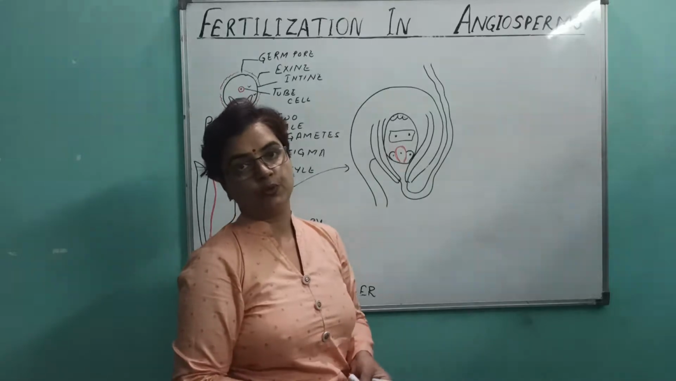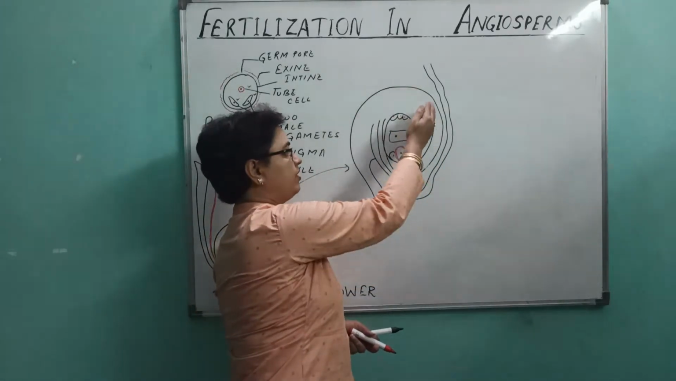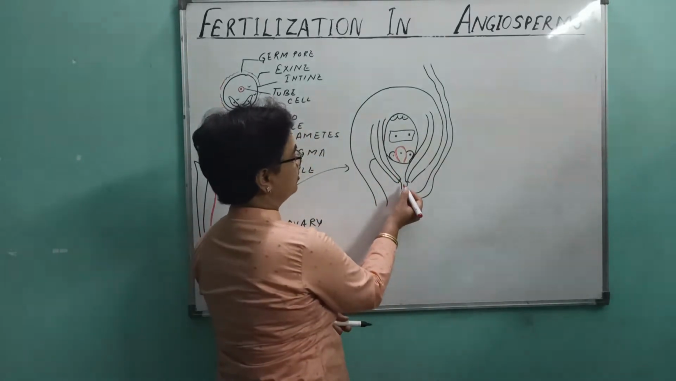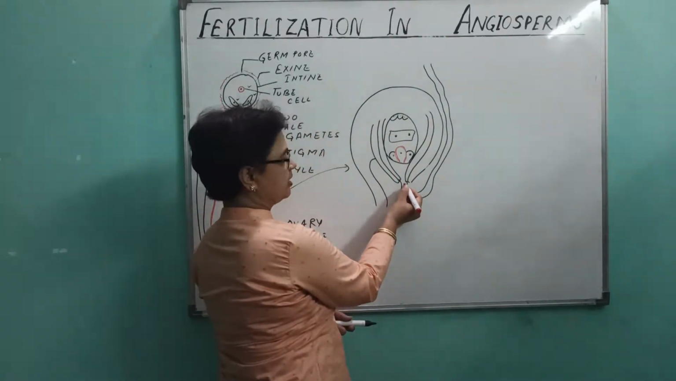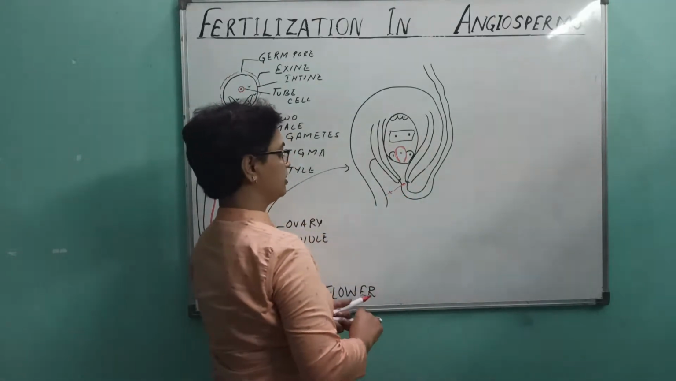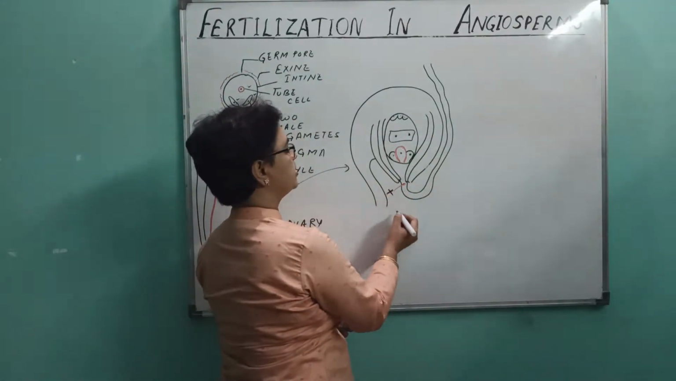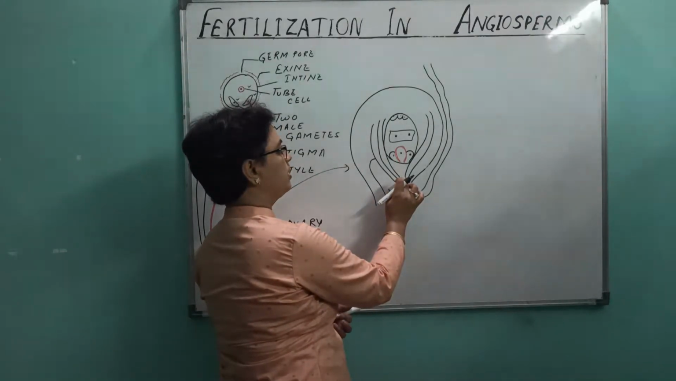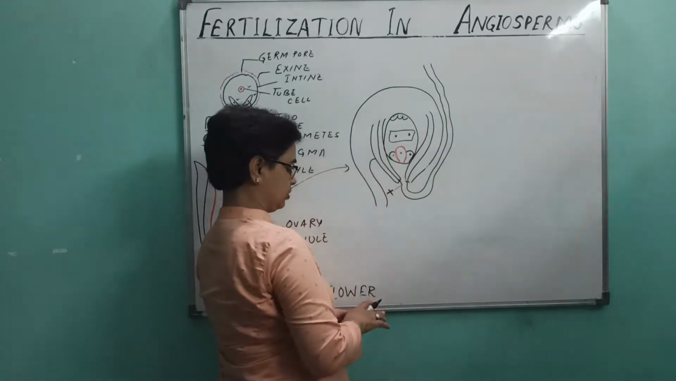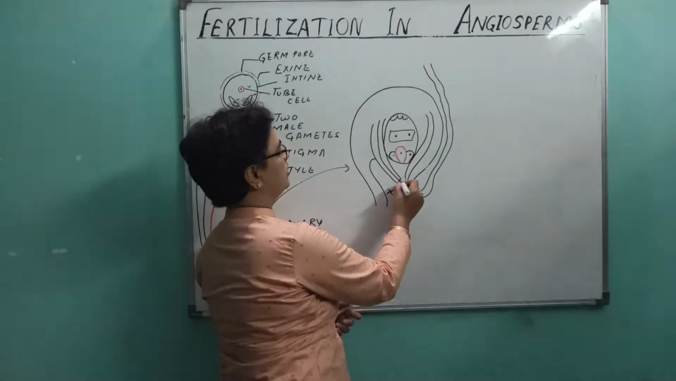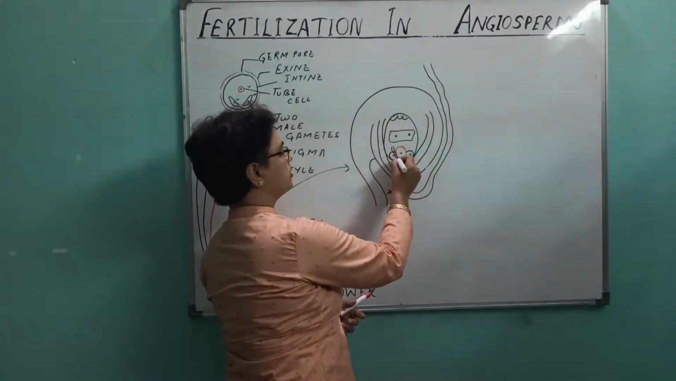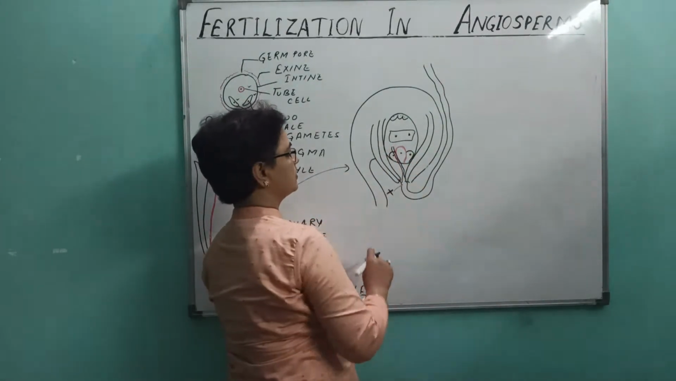The main function of the tube nucleus is to give the correct direction to the male gametes. So when the pollen tube nucleus reaches the top, it will definitely disintegrate. So this tube nucleus will disintegrate and provide a passage for the two male gametes. So this pollen tube will enter into the embryo sac at the place of the synergids. So it is like this, you just see like this.